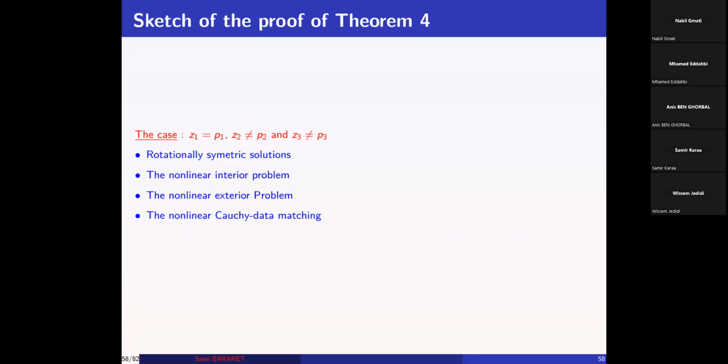Okay, Sami, I want just to ask you a first question about the motivations of this. Is there some applications? Because of course for the inverse problem it's clear, but the first part, when you change the Riemannian manifold, what was the motivation of that?